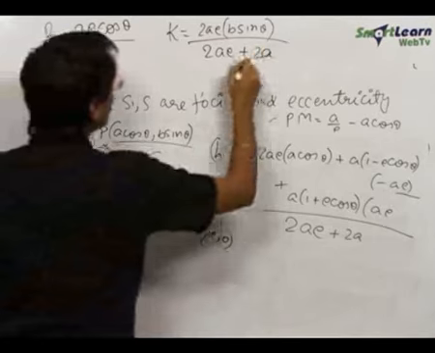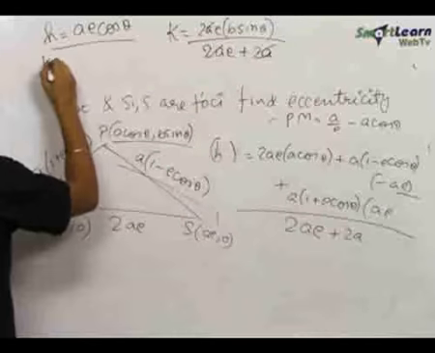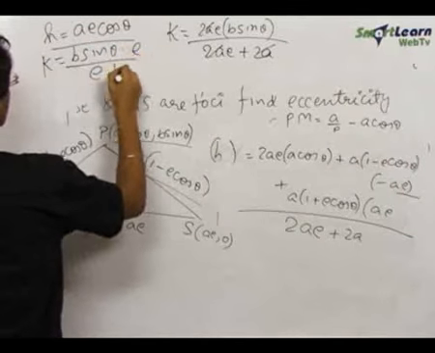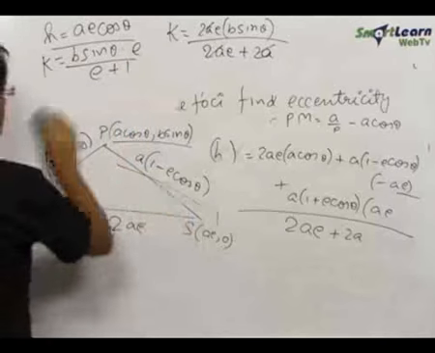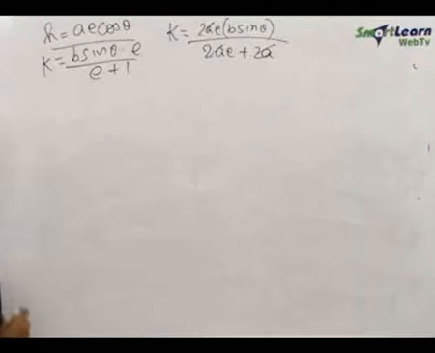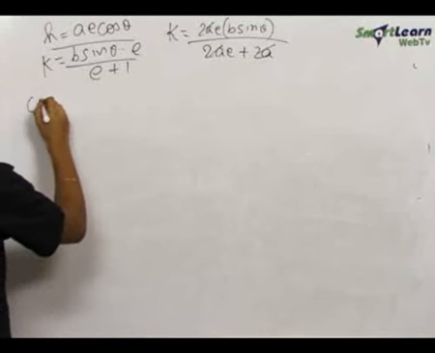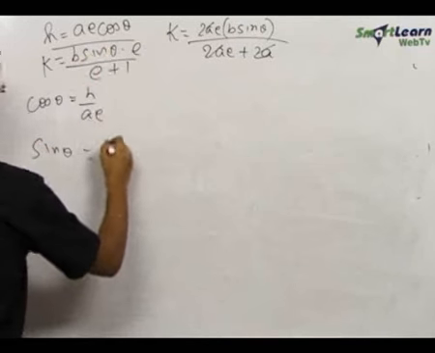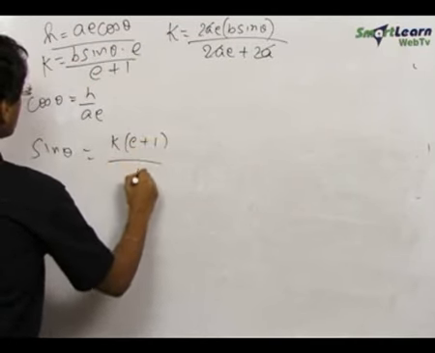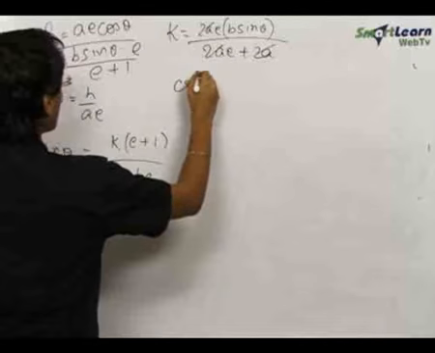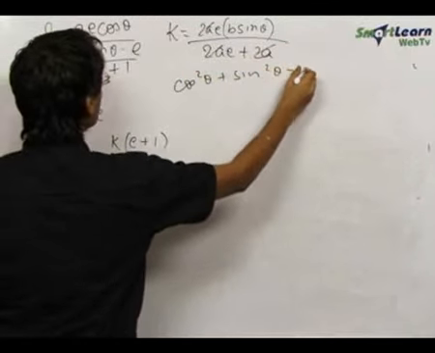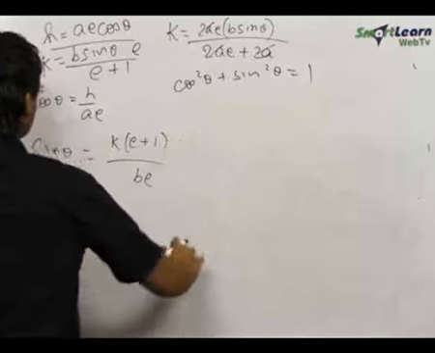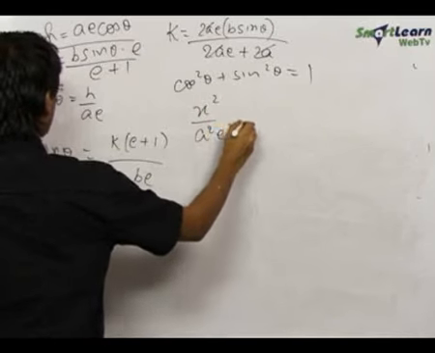So 2a gets cancelled, and we have k equal to b sin theta into e upon e plus 1. Hence, now we have h and we have k, so we can write cos theta equal to h upon ae and sin theta equal to k into (e plus 1) upon be. Using cos square theta plus sin square theta equal to 1, and putting the values of cos theta and sin theta in terms of h and k, we can get x square by a square e square.